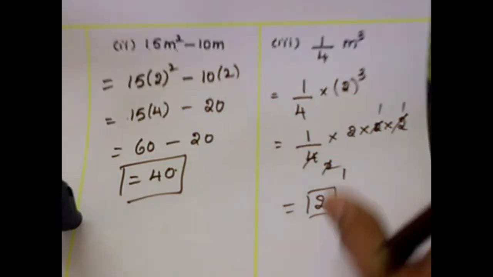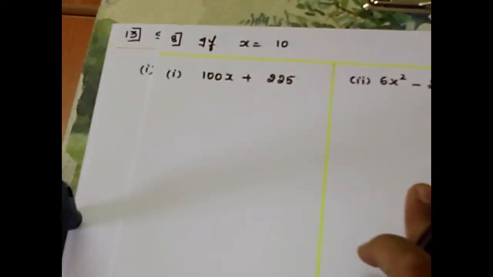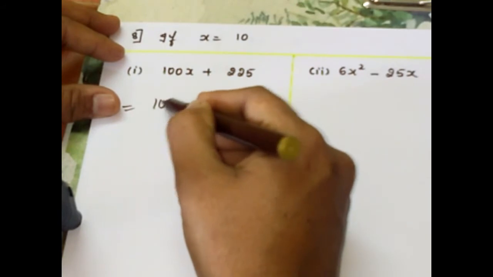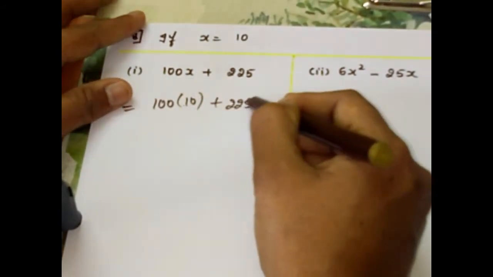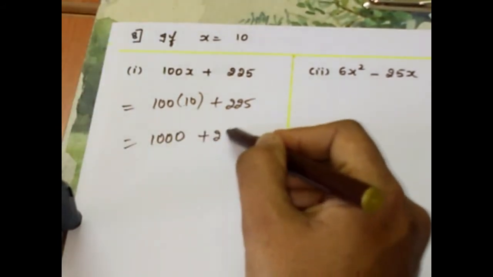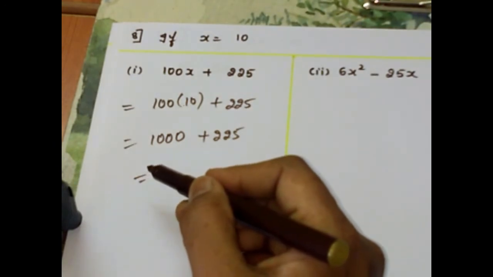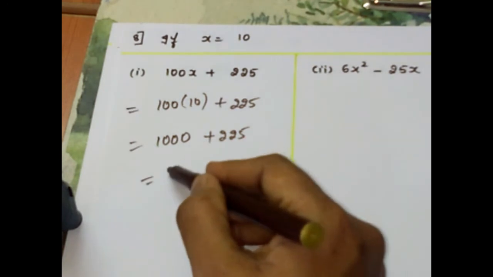Next, 8th one. If x is equal to 10, what is 100x plus 25? So 100 into 10 plus 225. 100 tens are 1000 plus 225. So the solution is 1225.